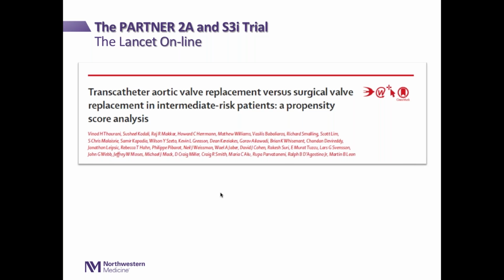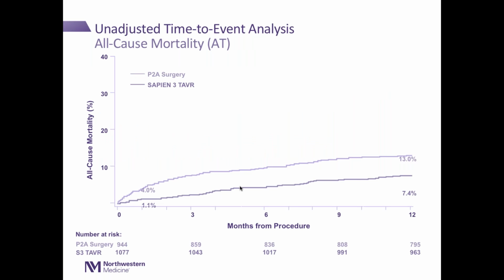If we go to the next slide, these are data that were published in the Lancet, one of our most prestigious medical journals, showing mortality all the way out to 12 months. If you look at the surgery group, shown in the light purple, it was 13%. And in patients that got the transcatheter valve replacement, it was 7.5%. So I think these were fairly impressive data. Even at 30 days, on the left side of the slide, it was 4% for surgery versus, as I showed you earlier, 1% for transcatheter valve. So both early and late mortality seem to be benefited by the use of the transcatheter valve in this intermediate risk population.